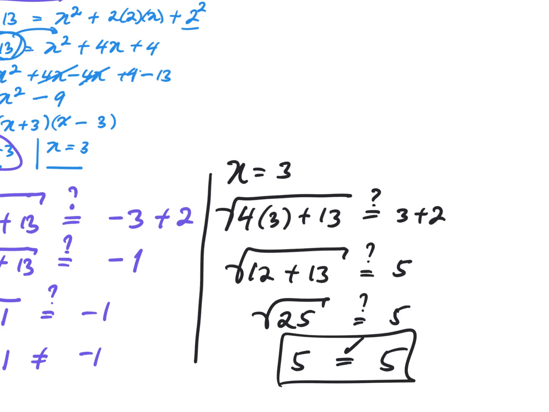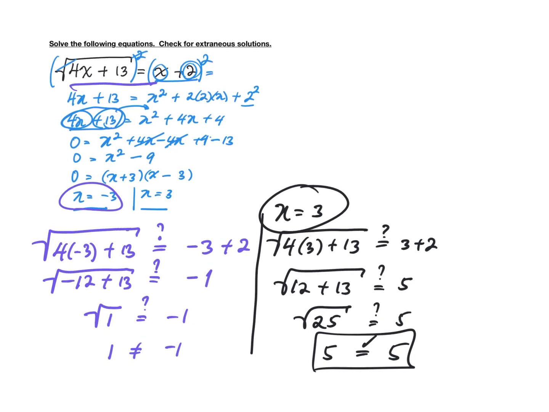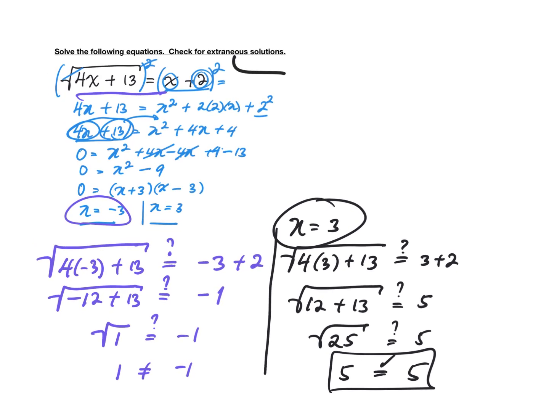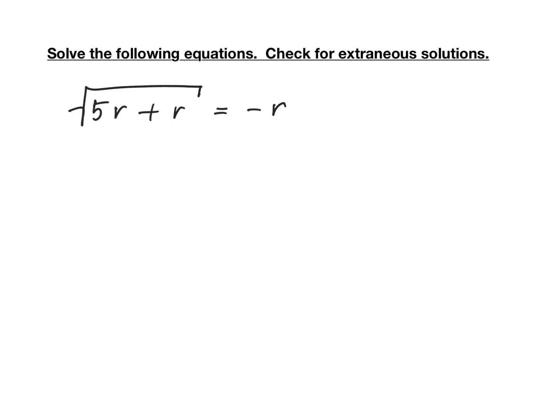So x equals 3 here is now the real solution, and the other one is not a real solution, and we call it an extraneous solution. So here the extraneous solution is x equal to negative 3. Okay, here's another example.